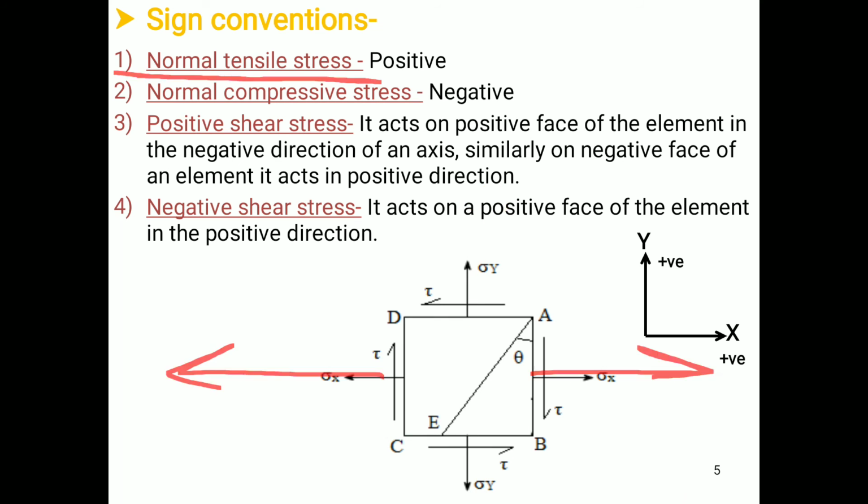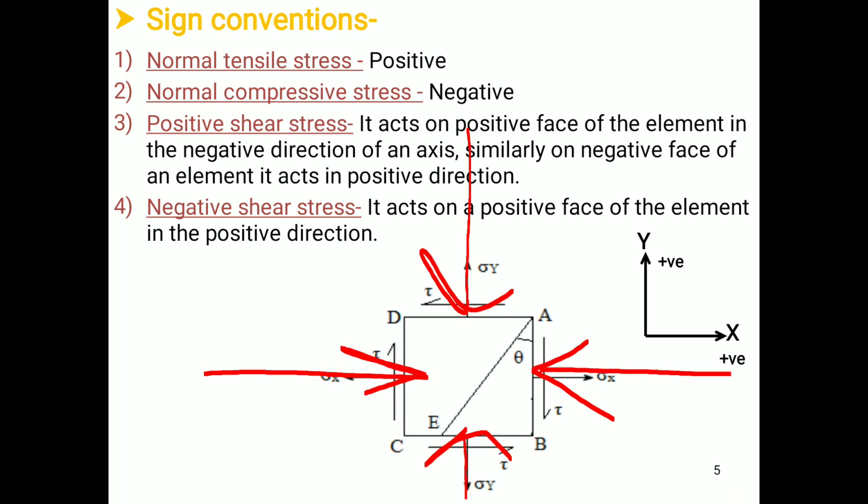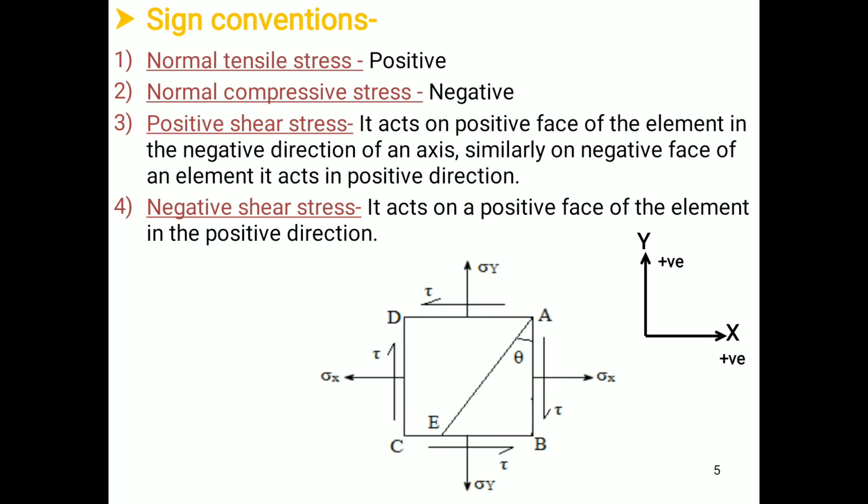Now the normal compressive stress will be considered as negative. Suppose instead of acting along this direction, it is acting along this direction, so it is a normal compressive stress, and it will be considered as a negative one. That sign convention I have followed in the entire unit number 5. Next sign convention is positive shear stress. Very important concept. The sign convention for the shear stress is very difficult to understand, so you concentrate on this particular part.